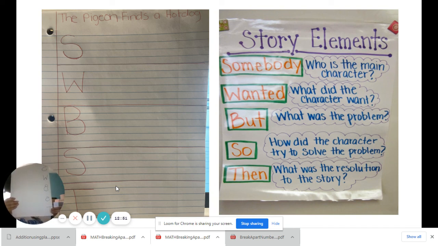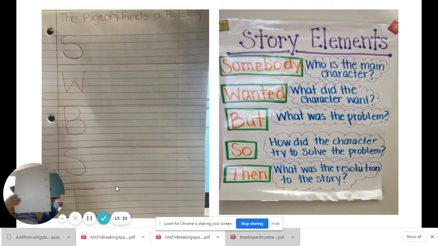All right, friends. Once you write down how they solved the problem next to S, I want you to then work on T, then. What was the resolution of the story? How did the story end? In the example I gave earlier with Cinderella, how did the story end? Cinderella and the prince lived happily ever after. They fell in love and lived happily ever after. So how did this story, The Pigeon Finds a Hot Dog, end? Go ahead and write that right next to the letter T.